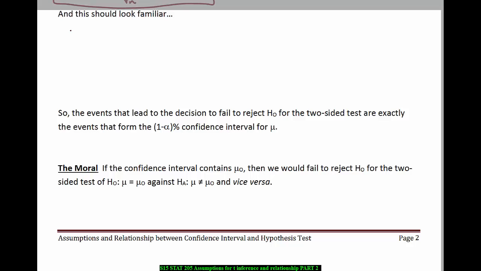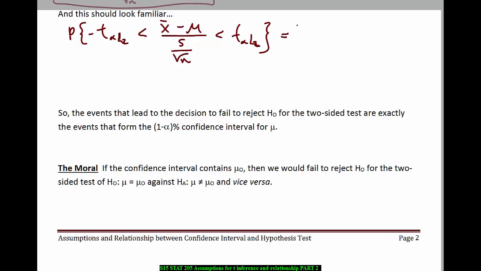So first, we'll write down the context that we saw this inequality. We had that probability statement when we created our first confidence interval, that negative t of alpha divided by 2 less than x bar minus mu over s divided by the square root of n less than positive t of alpha divided by 2 equals 1 minus alpha. And that was for our 1 minus alpha percent confidence interval.